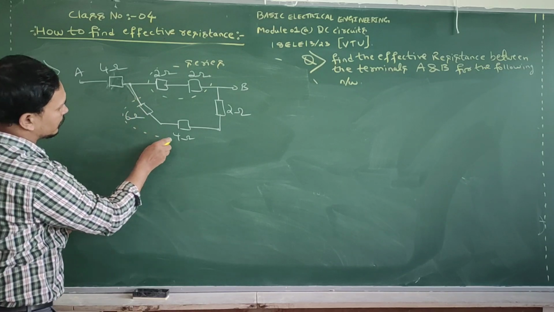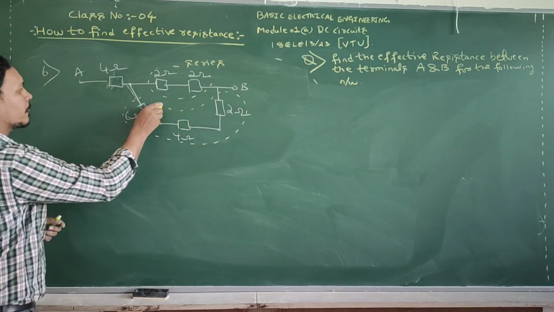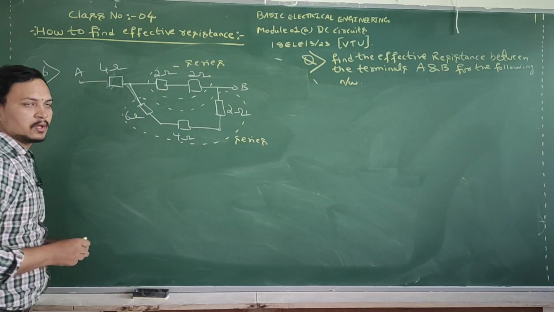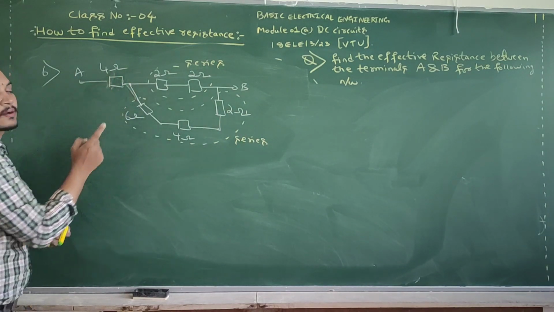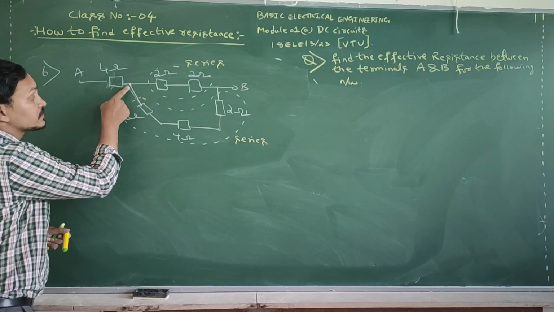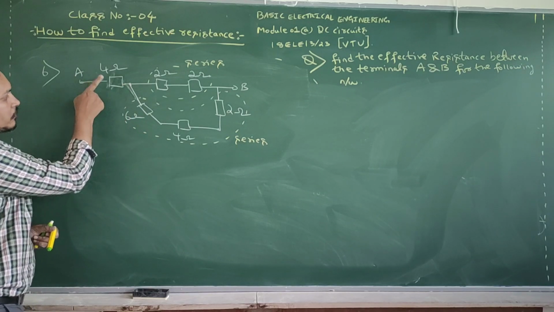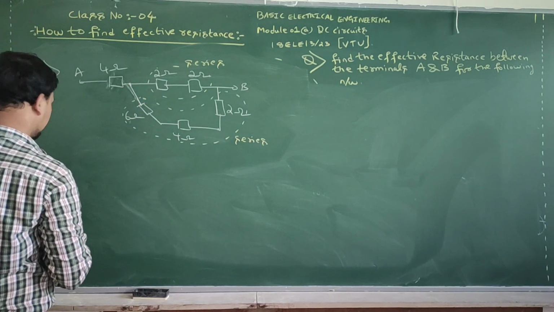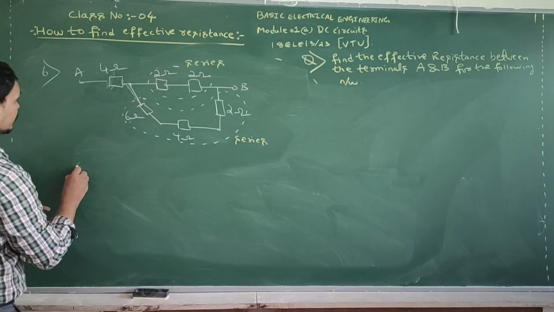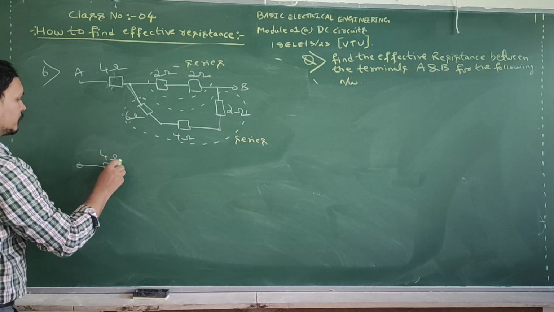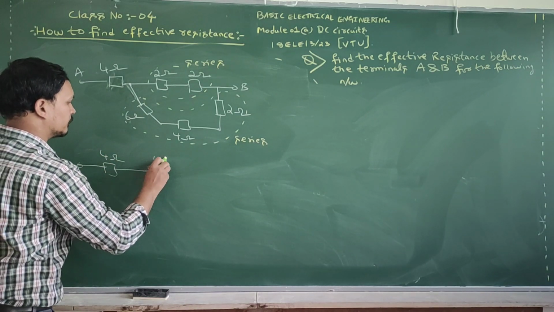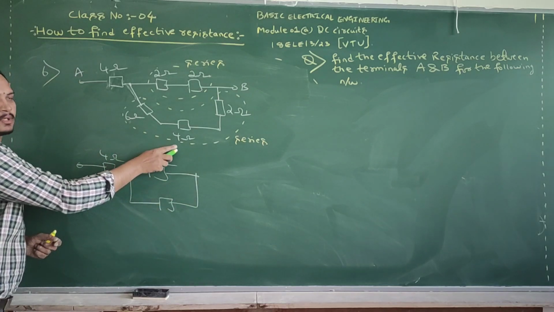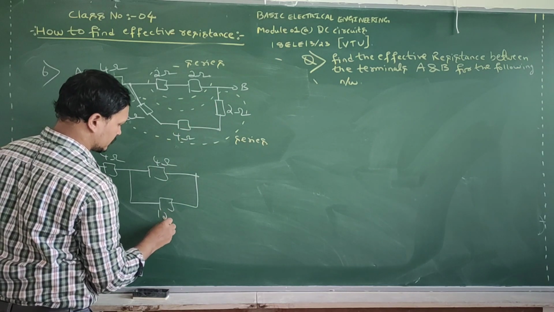And 6 ohm, 4 ohm and 12 ohm, these all are connected in series. But this and this are not connected in series because 6 ohm is disturbing here. If you think 4 and 6 are in series, this 2 ohm is disturbing. So now 2 plus 2 is 4 ohms. 6 plus 4, 10. 10 plus 2, 12 ohms.